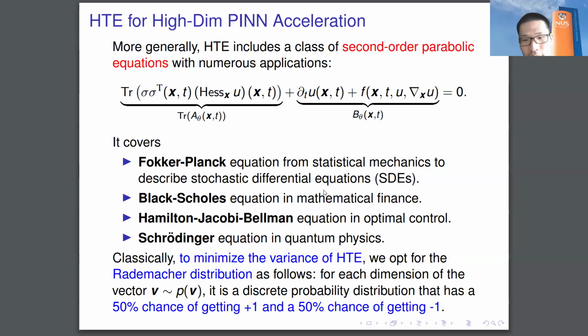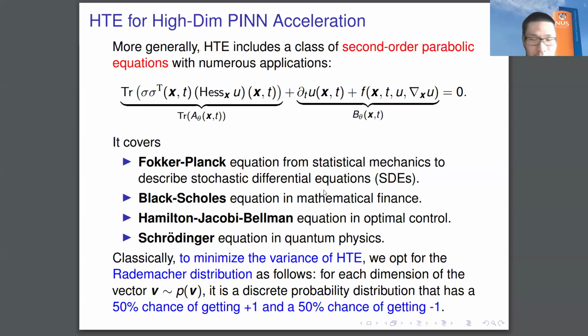Intuitively, if we choose 1 and -1, then on the diagonal, 1 times 1 equals 1 and -1 times -1 also equals 1. So the variance on the diagonal part will be diminished, but on the off-diagonal part there will be some variance. This is the classical result to minimize the variance of Hutchinson trace estimation. So the idea will be the same, and I will go to some technical details.